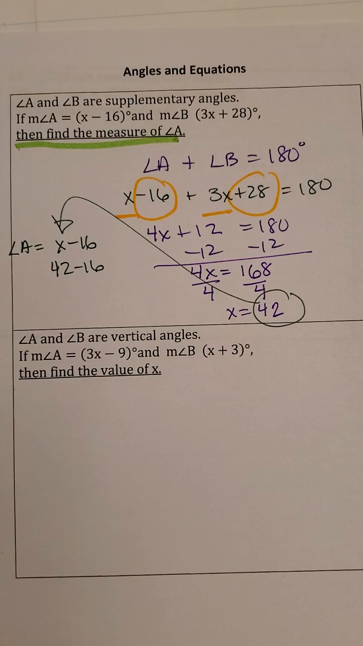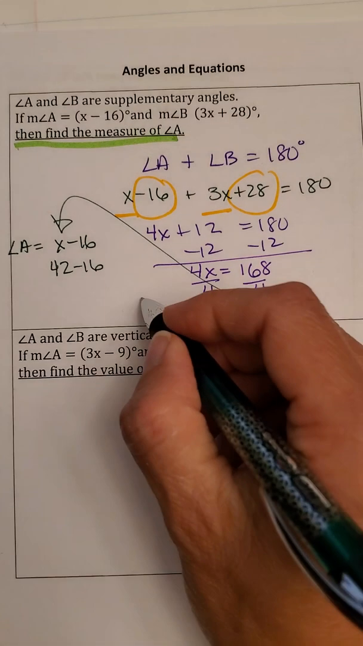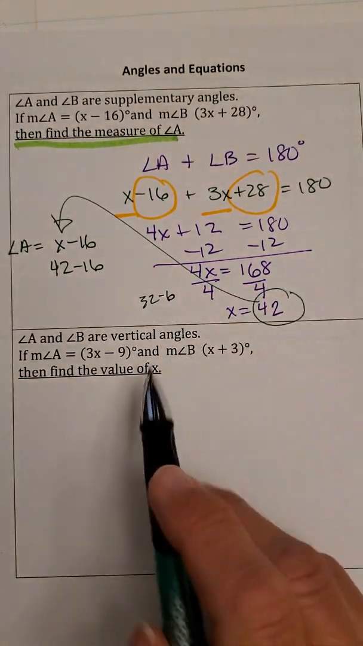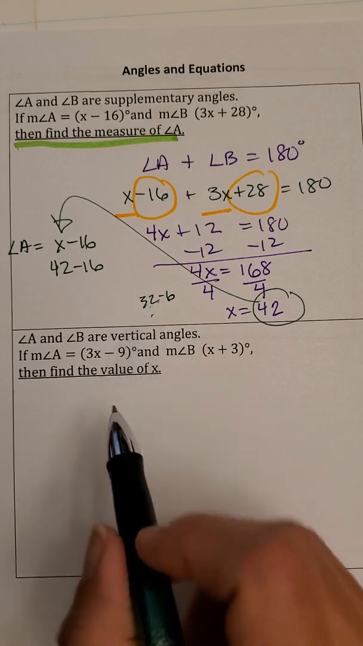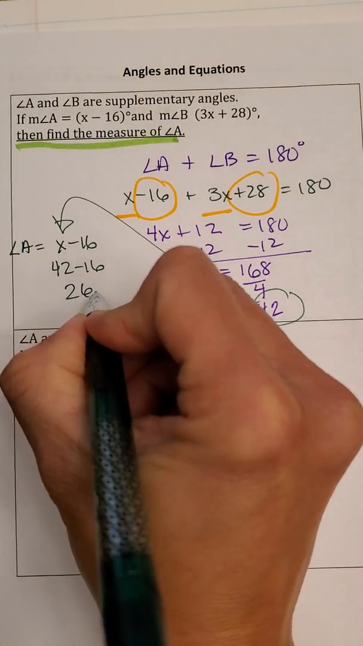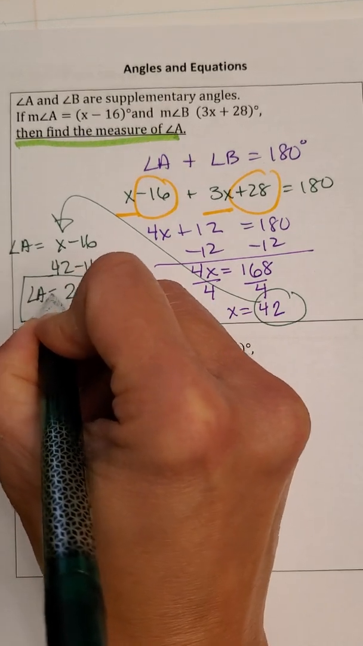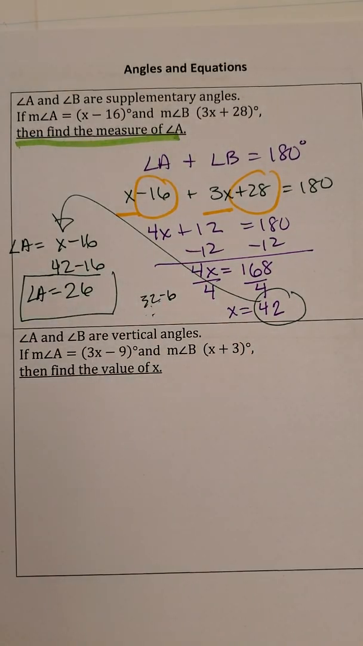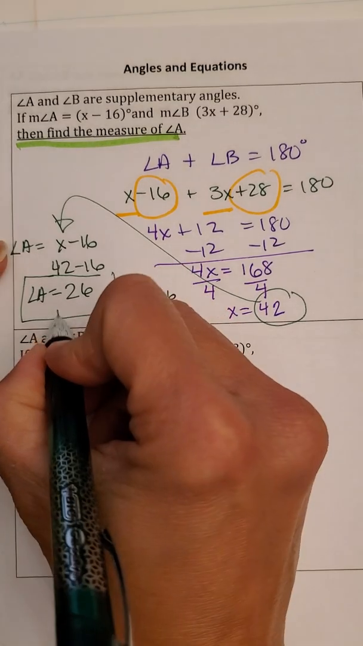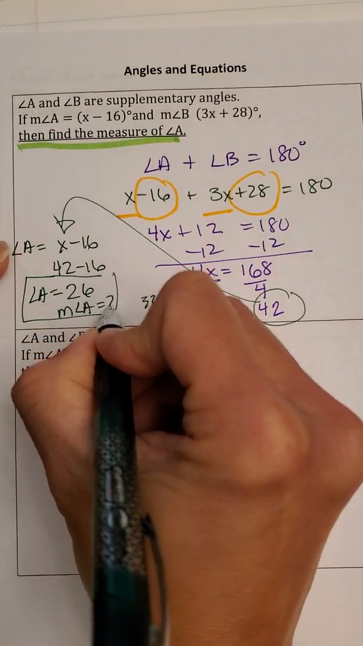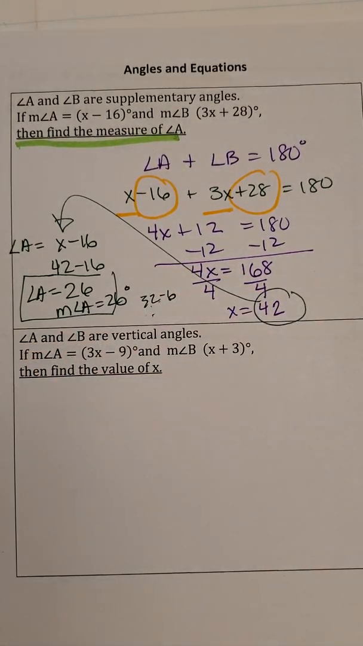So 42 minus 10 is 32. 32 minus 6 is 26. That is my angle A. And if I asked you for the measure of angle A, then we would have to say the measure of angle A equals 26, and we'd have to put our little degree sign right there, because remember, when that M is there, we need to put the degree sign because it's talking about degrees.